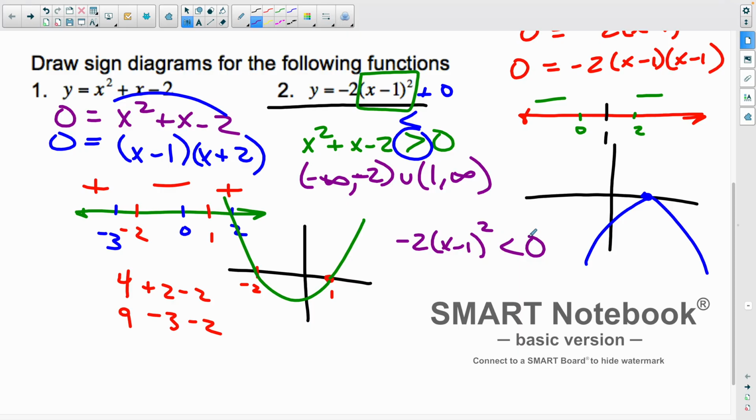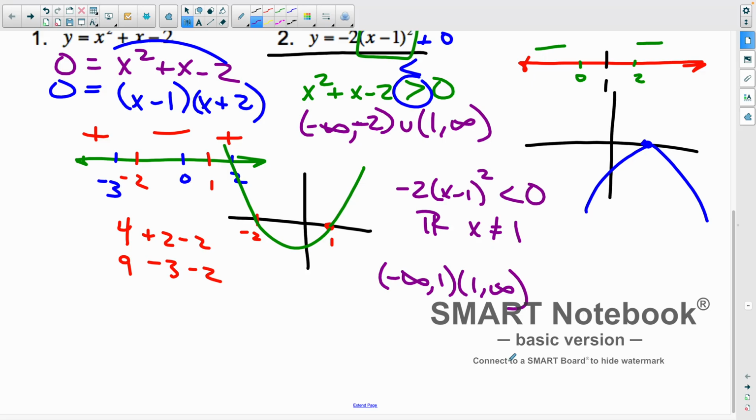When is it? Everywhere? It is. Everywhere except that one point, right? So this would be all real numbers except for 1. All real numbers except for 1. Or you could write it from -infinity to 1 and 1 to infinity. So I write it like that. Either of those two ways would be fine for me.